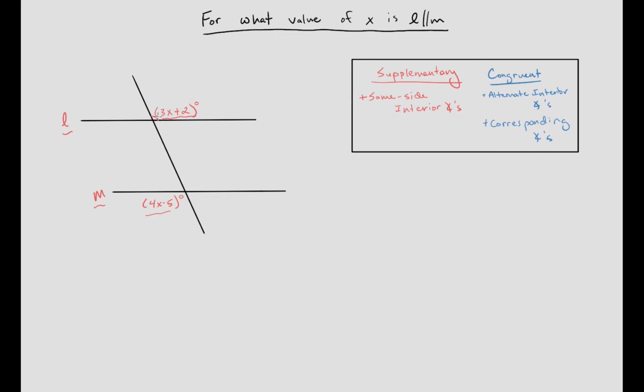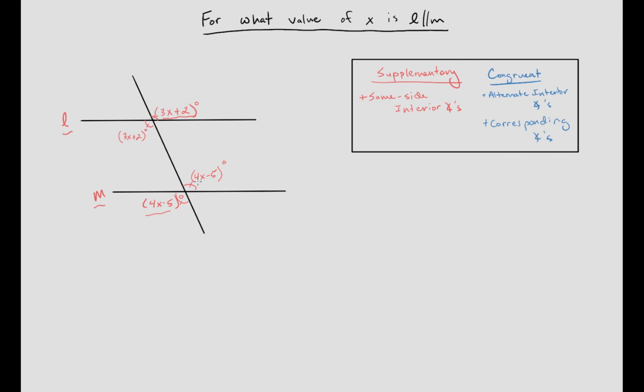And I know that this angle here is congruent to that angle. They are vertical angles. And so I know that the measure of this angle here must also be 3x plus 2 degrees. And then I also have vertical angles here and here. And so I know that this angle here is 4x minus 5 degrees.